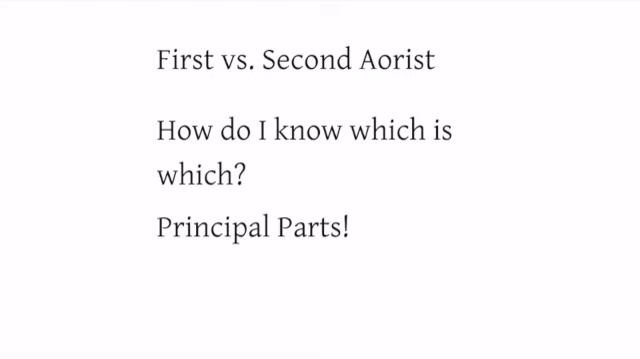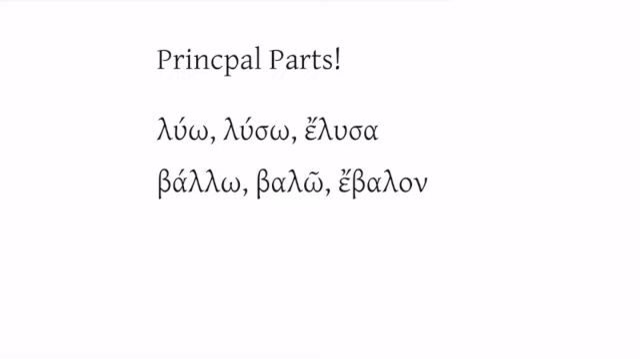And so here are some of the principal parts for some of our main verbs. So luo, no stem change. This is a regular verb. So luo, our future form is luso. And then our aorist is our third principal part, elusa. And so even though we can talk about principal parts with luo, the stem never changes. With balo, we get the stem change. And so our present is going to be balo with 2 lambdas. Our future is balo with 1 lambda. It's a liquid, so we get the circumflex here. And then eb balan with 1 lambda.